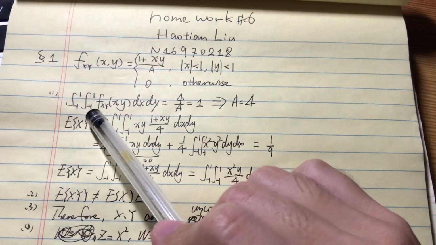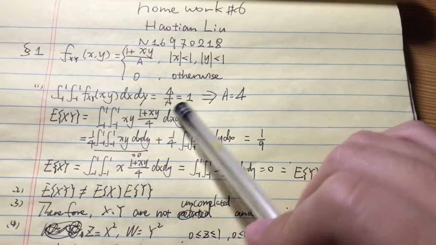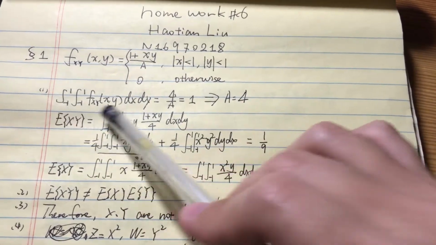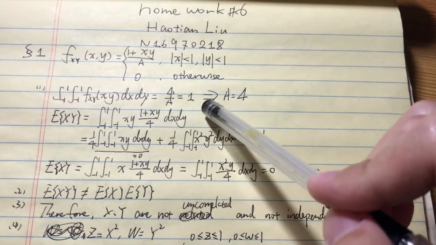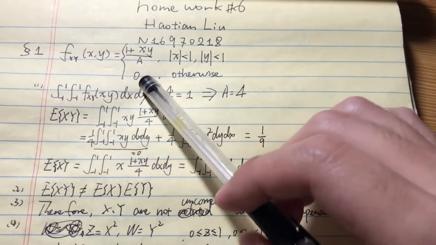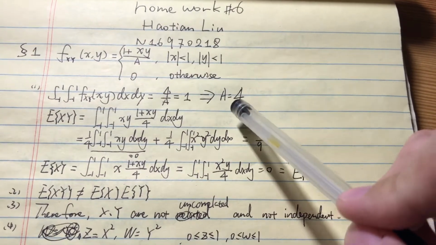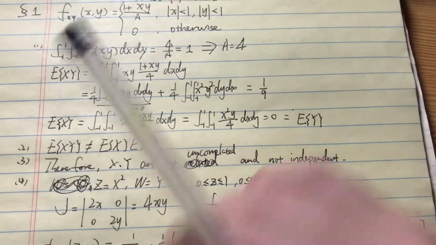So we can do the integral from -1 to 1, and let this integral result be 1. So we have the constant capital A is 4.